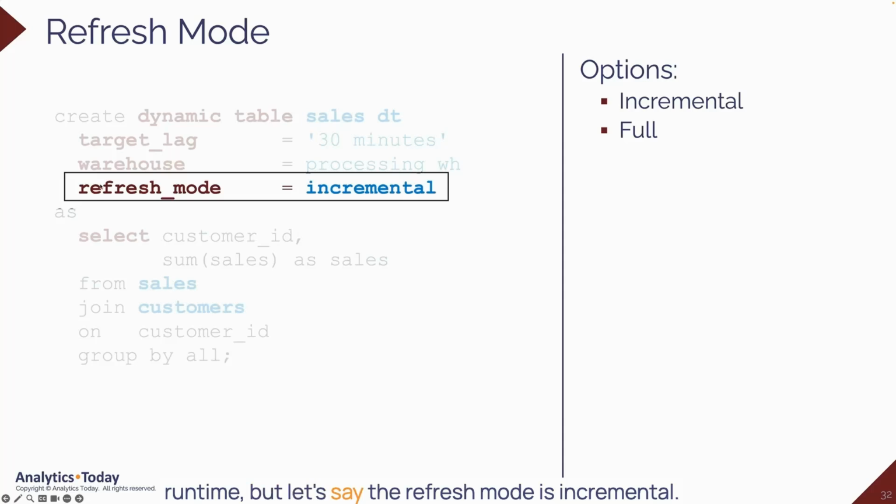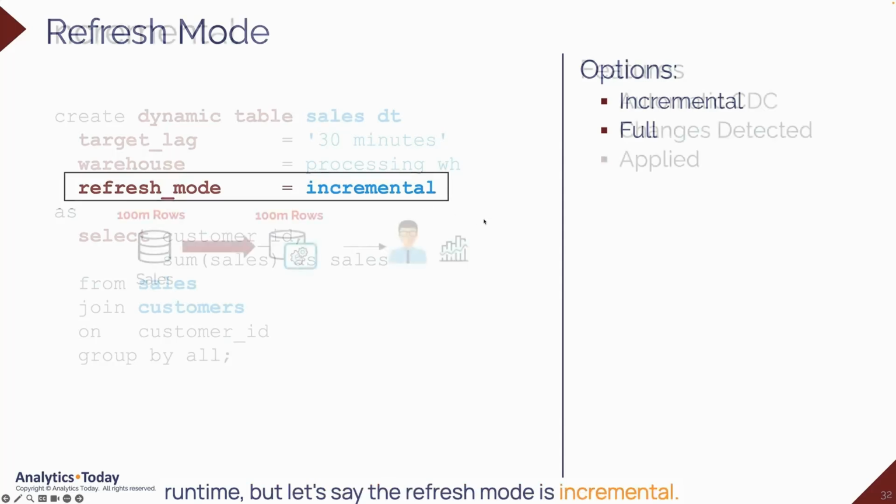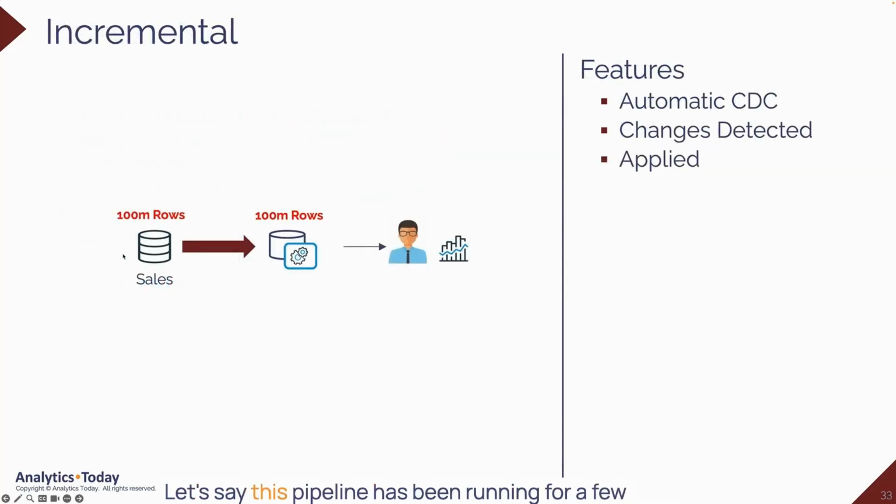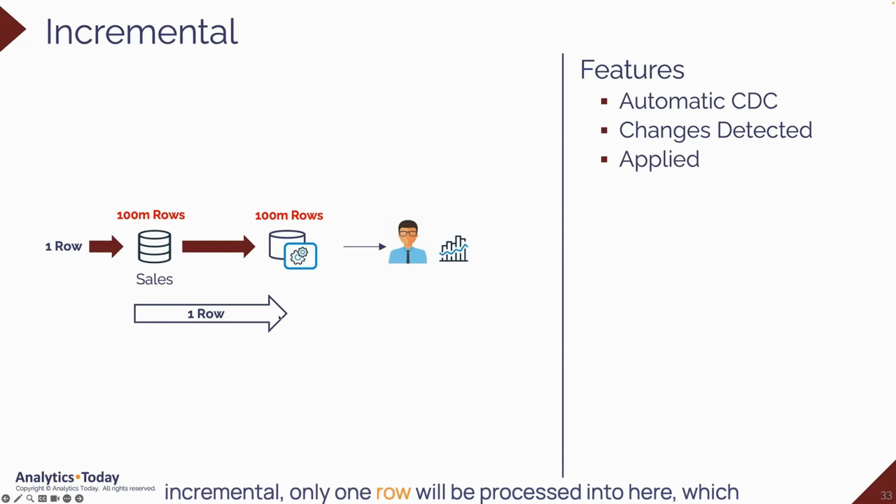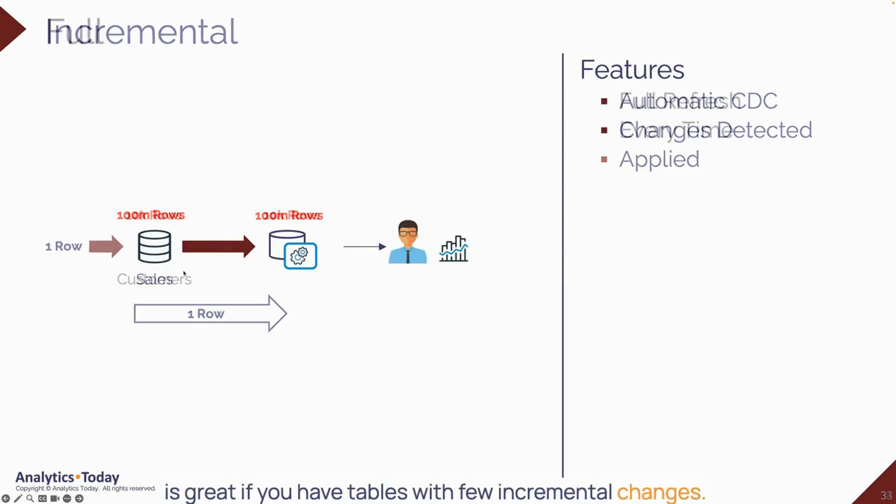But let's say the refresh mode is incremental. Let's say this pipeline's been running for a few days. You've got 100 million rows in your dynamic table that's been used for reporting, and you've got 100 million rows in your source table, the sales table. If only one row is changed, because the type is incremental, only one row will be processed into here, which is great if you have tables with few incremental changes.